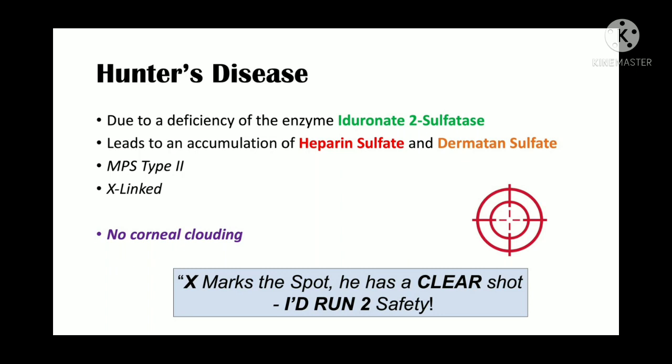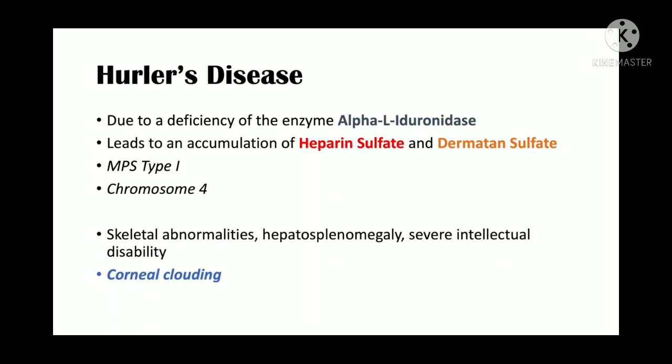I'd run to safety. The S is also going to help you, the S in sulfatase, and the 2 here is going to help you clue in that this is mucopolysaccharidosis type 2. The next condition that we're going to be looking at is Hurler's disease.